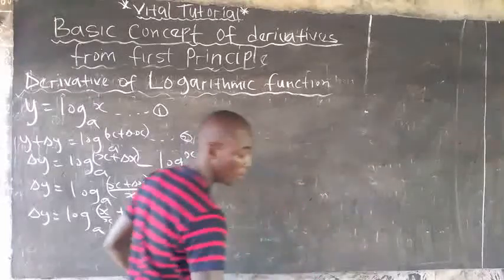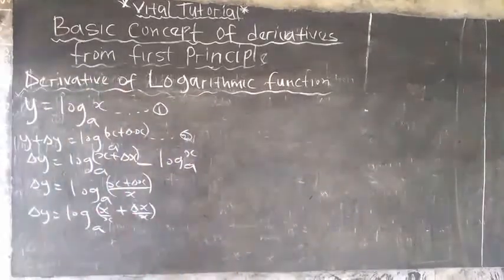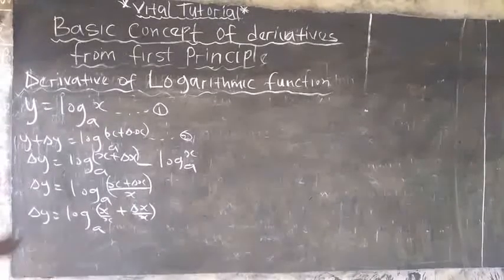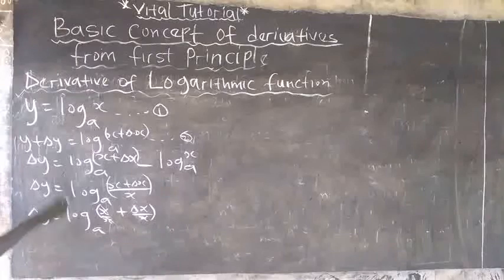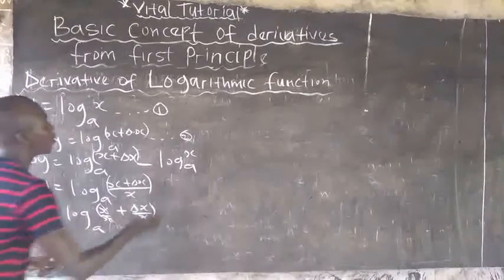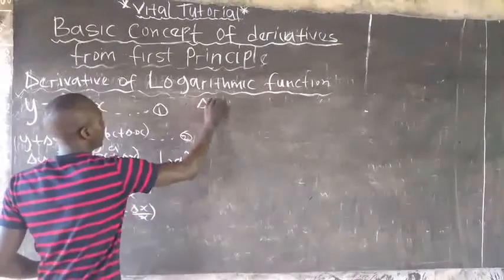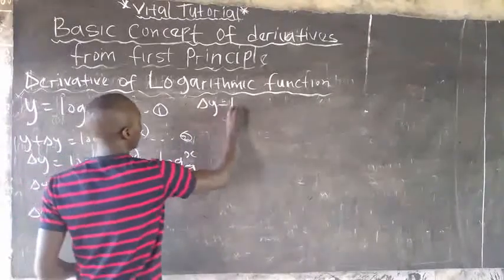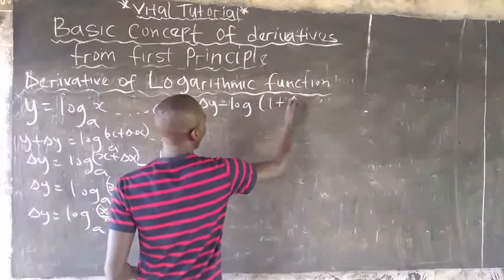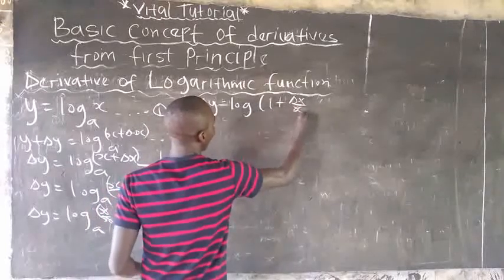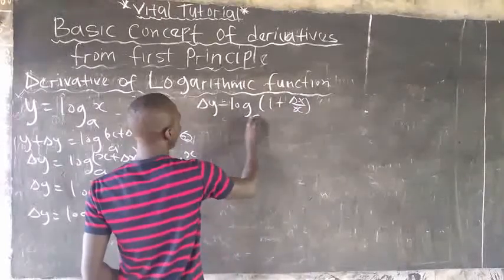I hope you are following. Now change in y equals this. So here you agree with me that x will cancel x. Then we'll be left with 1. So change in y will be equal to log of 1 plus change in x over x, base a.